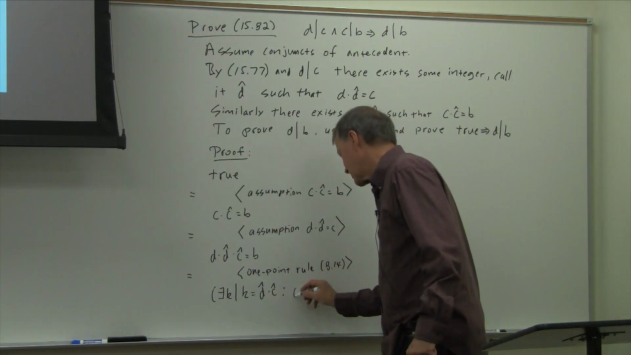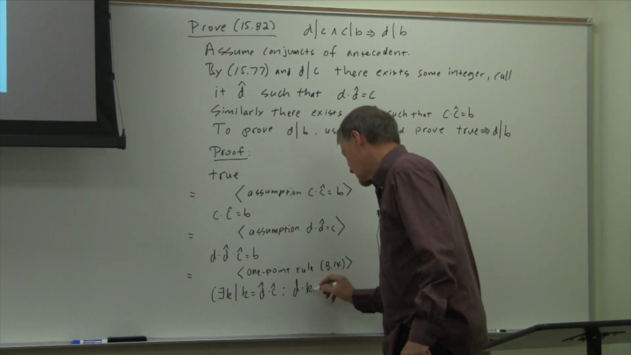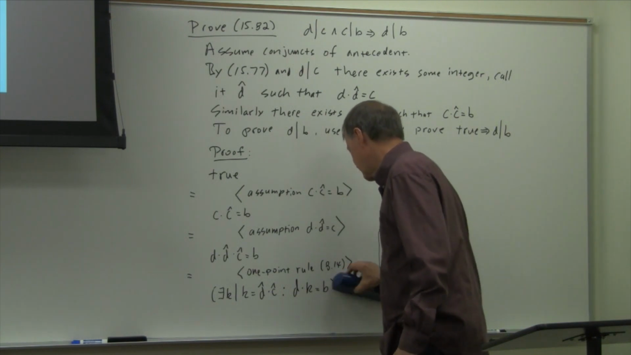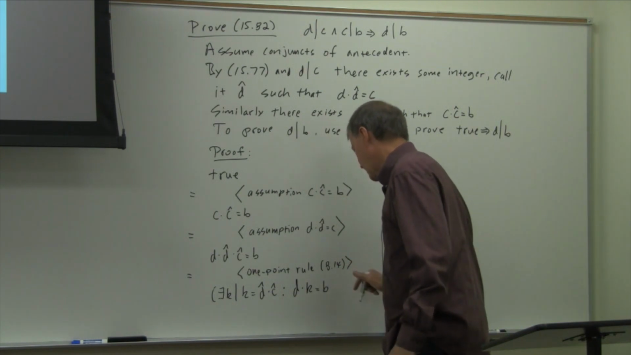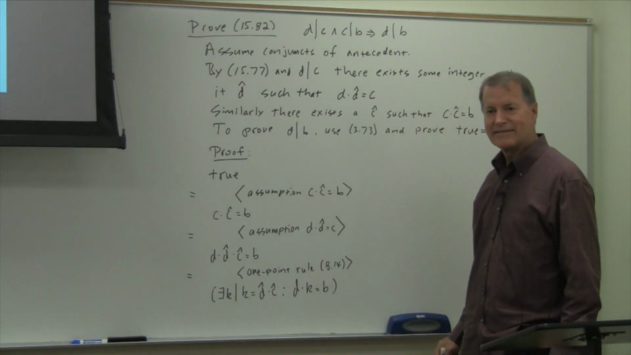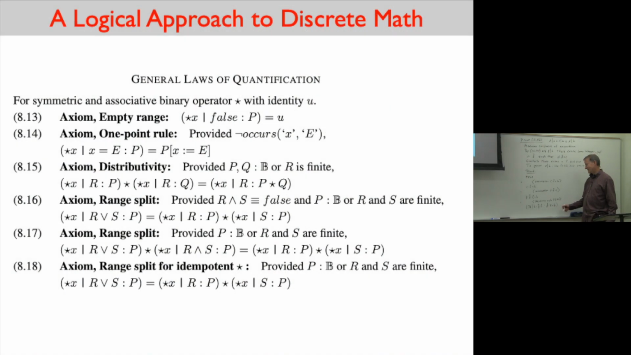Is everybody clear on that? D times K equals B. Now, how's that? That's pretty cool, right? If you're used to doing it the other way around, just to see that this is true, if this is what you would have for the one-point rule, it's easy to go this way, right? We just went the other way. So there exists a K, and a D.